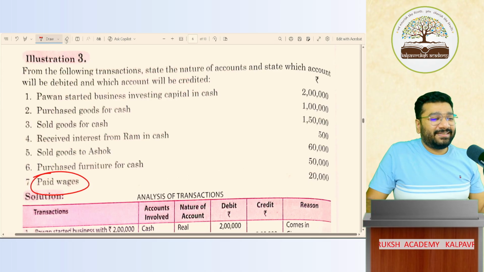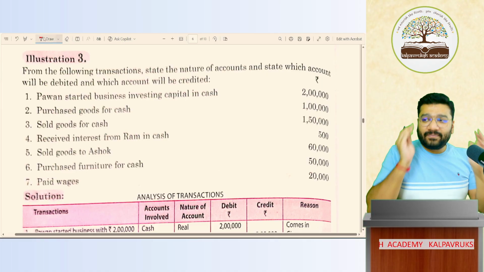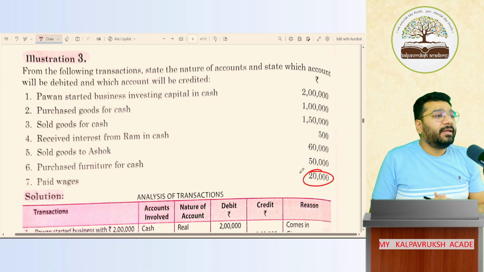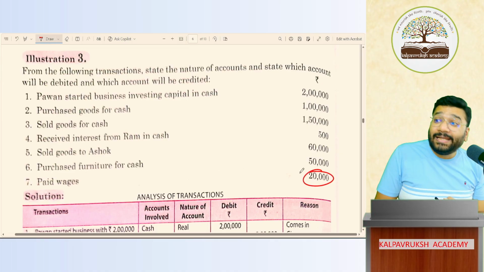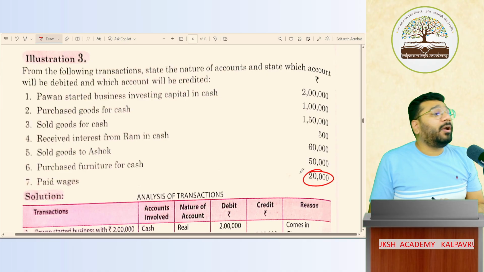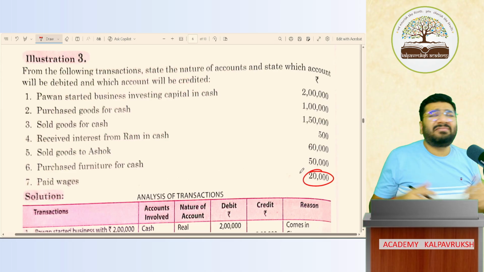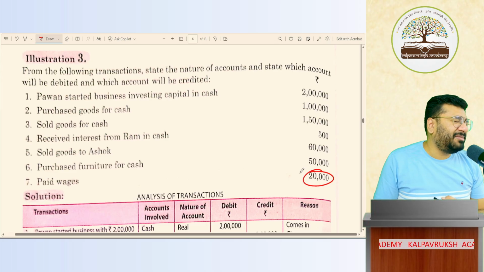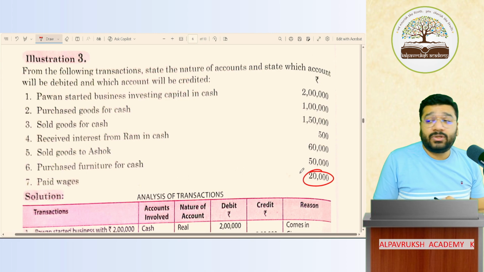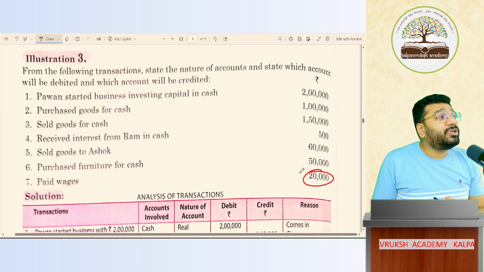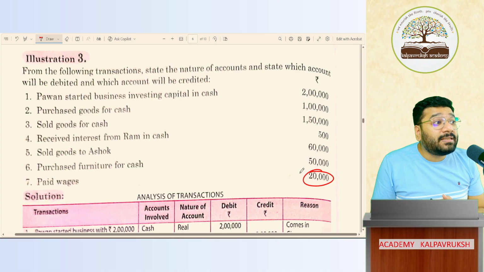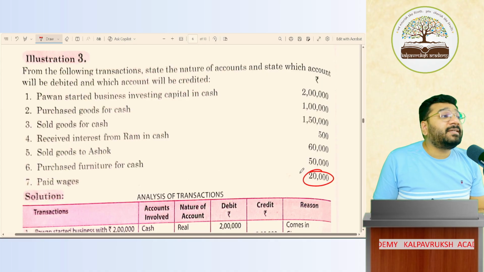Paid wages, 20,000 rupees. In cash or in check or in GPay or in PhonePe or NEFT or RTGS? Nothing they mentioned. In such a case, you're supposed to make an assumption. The assumption should be of two bases. One, it should be a logical assumption. Second, it should be a best case assumption.